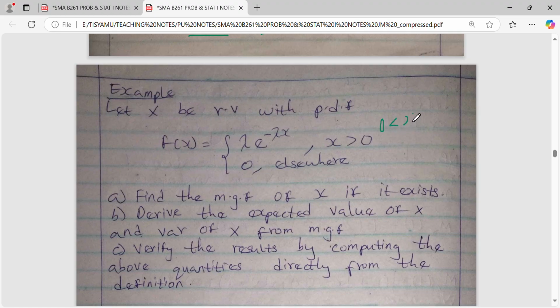So the task here is to find the MGF, that is the first task, if it exists. Then the next task is to derive the expected value of x. Expected value of x is the same as the first raw moment. And next we look for the variance of x from the MGF. Then the last task is to verify the results by computing the above quantities directly from the definition. So let's begin with the first step, looking for the MGF.